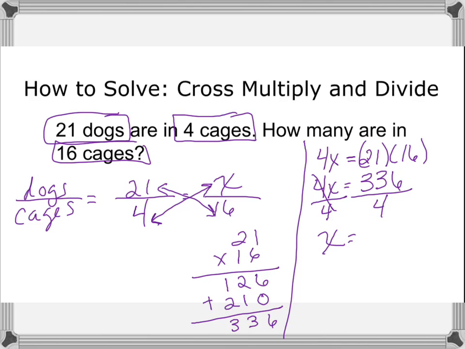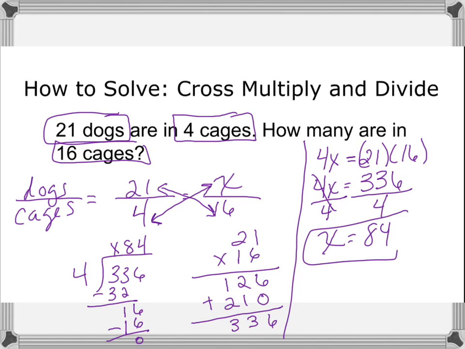So now I've got to take this 336 and divide it by 4. See, 4 can't go into 3. It goes into 33 8 times. 8 times 4 is 32. Subtract and I have 16. So then that means 4 goes into 16 4 times. Subtract and I end up with x being 84 is my answer. So that means there's 84 dogs in 16 cages.